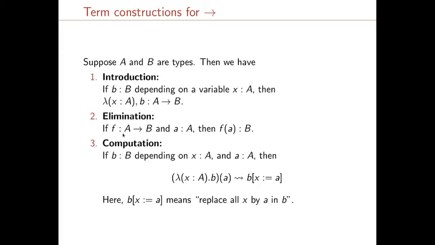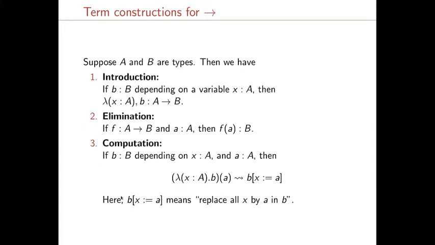The elimination rule says that if we have a proof of A implies B, or a function from A to B, and we have an element of the antecedent of this implication, or of the input type of this function, then we can get a proof of the consequent of this implication, or in the programming language, a term of type B, by using this function application or implication elimination.